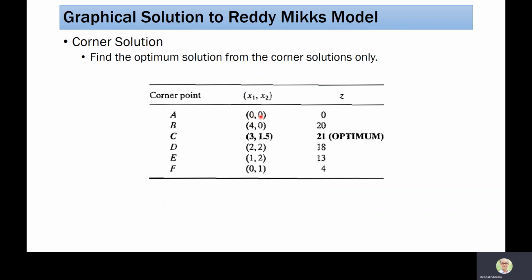For these corner points, I can find x1 and x2, because these are the points of intersection of two lines. Once we calculate, say for 0, 0, the x1 and x2, I can put them into the Z equation and get 0. Similarly for B, C, D, E, and F. If I compare all of them, I will know that point C is the optimum one, because it has the maximum Z. This is called the corner solution approach, where we find the optimum solution by looking only at the corner solutions.